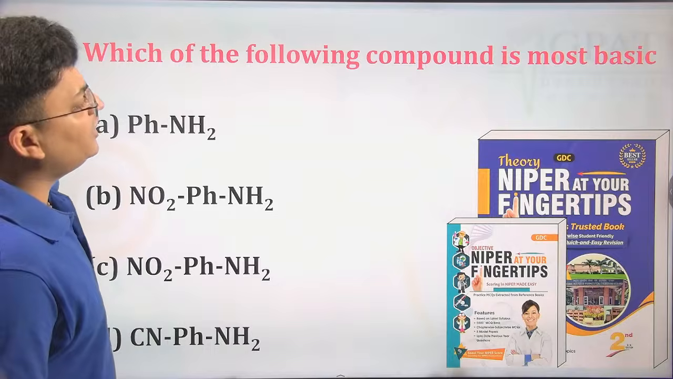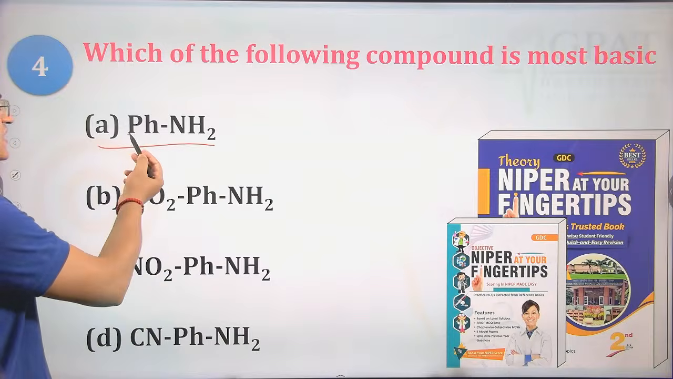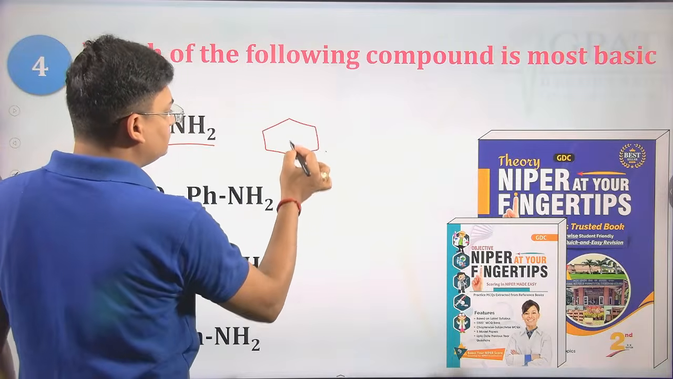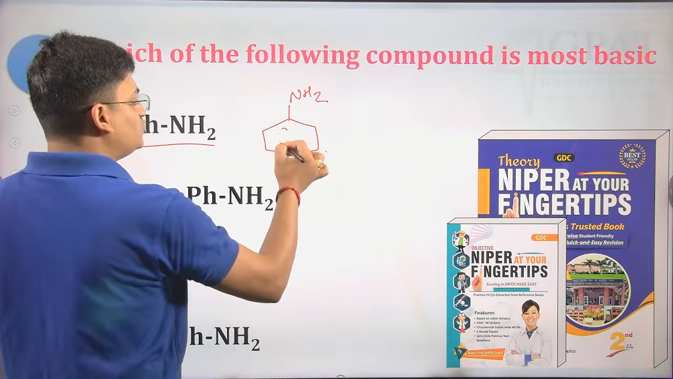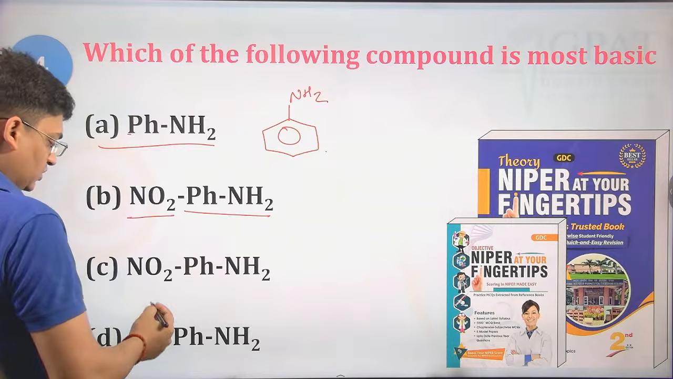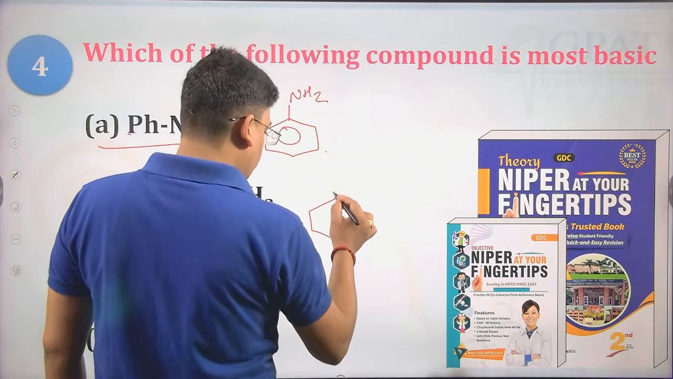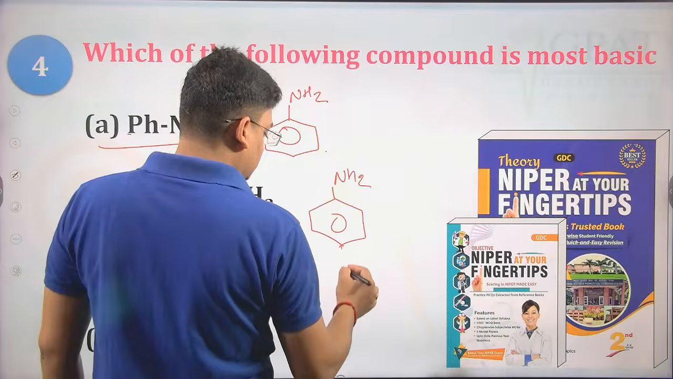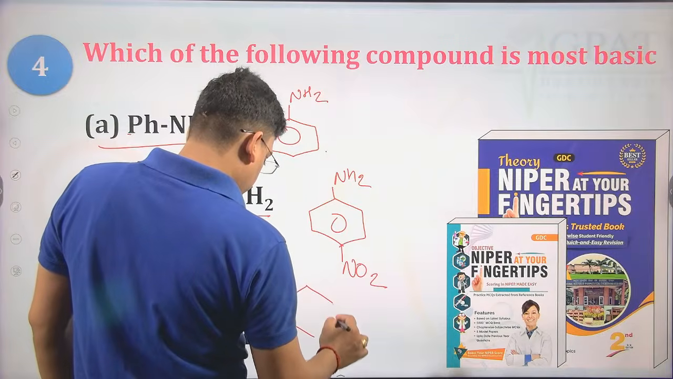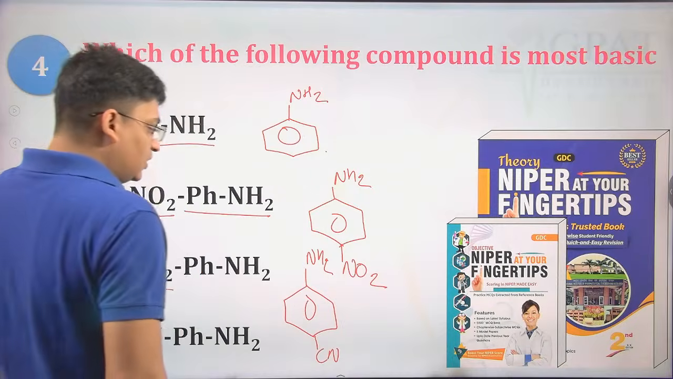Which of the following compounds is most basic? We have aniline, PhNH2, that is a phenyl ring with an NH2 group. Then we have NO2-PhNH2, that is PhNH2 with an NO2 group. Here also we have NO2, so two options are the same. And in the last we have the CN. So which is most basic?